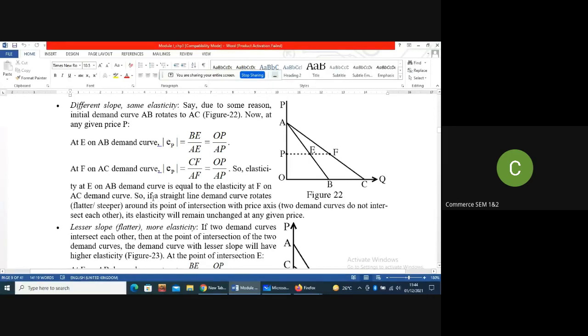So if a straight line demand curve rotates, that means if the demand curve becomes flatter or steeper like this, but those two demand curves must not intersect each other.